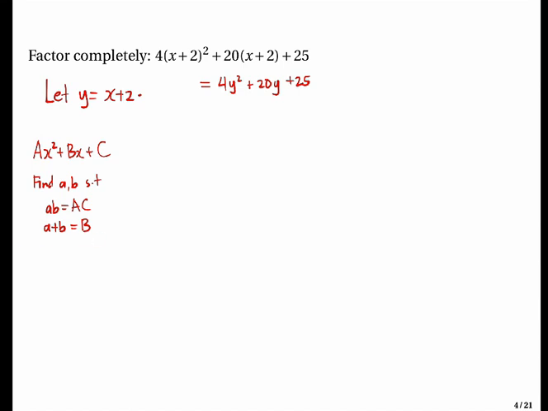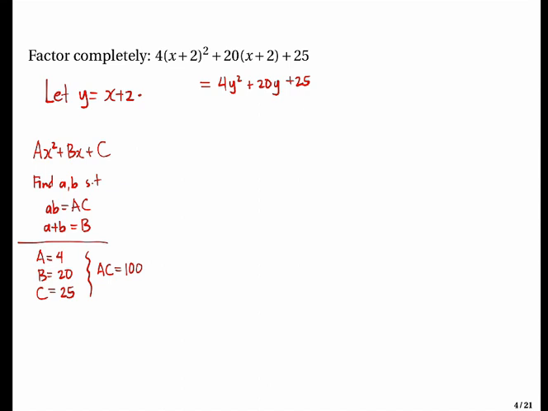So for this example here, our A is equal to 4, our B is equal to 20, and our C is equal to 25. And if we multiply AC, this is equal to 100.